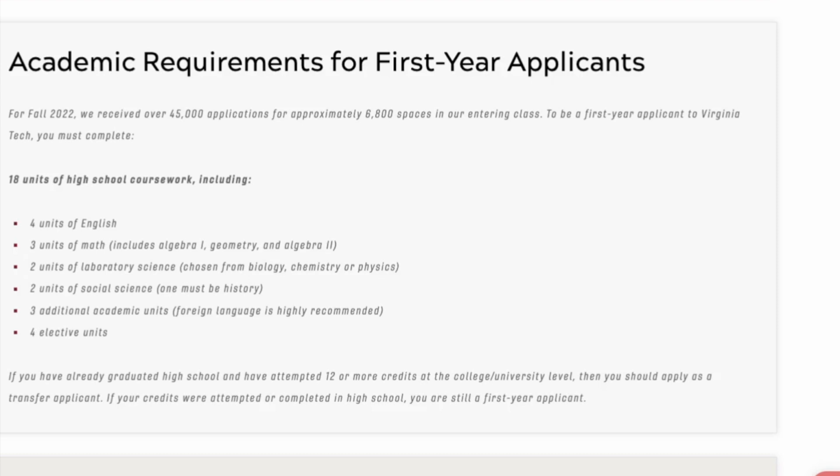And then 3 additional academic units. Foreign language is highly recommended, so you would probably want at least 2 coming from foreign language. Maybe another academic might be even something as simple as government and economics, which are things that your kids really need to take anyways, in my opinion. And then the last thing is 4 electives. So this is what they are looking at here at Virginia Tech.